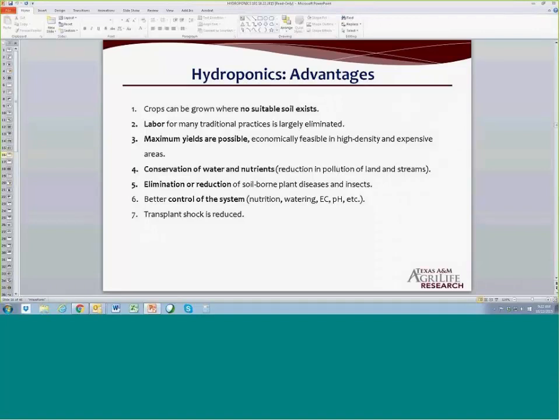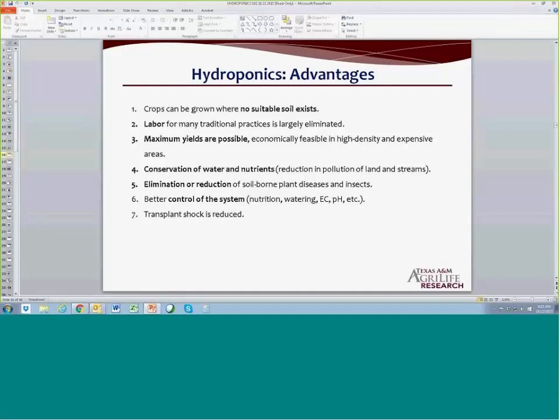Now, the important aspect is the conservation of the water and nutrients. This has important implications for environmental considerations, as we know that pollution of water streams and pollution of soil is very critical. So by having either a recirculated system or maybe an open system, you can reuse the nutrient solution that you have in the first crop.